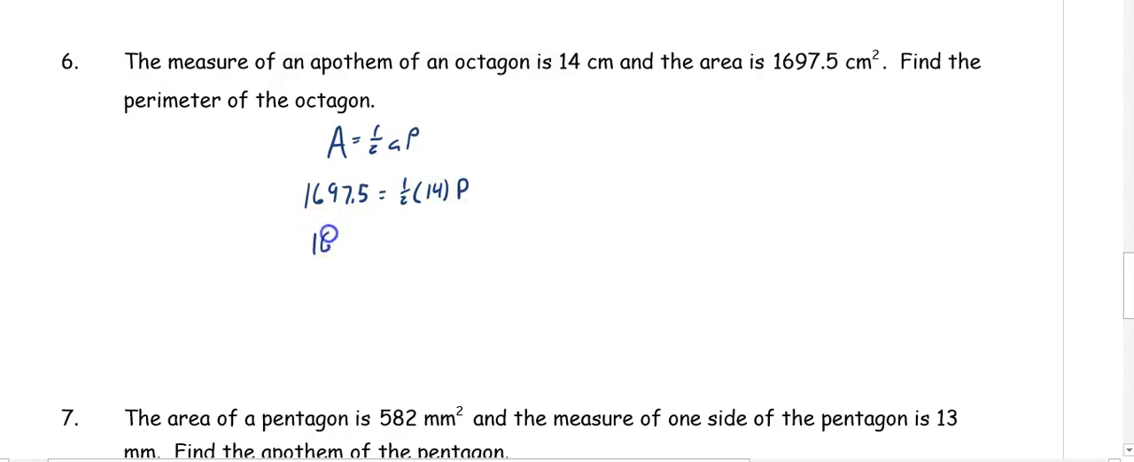Half of 14 is 7. So 1,697.5 is equal to 7p. We can divide by 7. And when we divide by 7, we get p is equal to 242.5, so 242.5 centimeters.